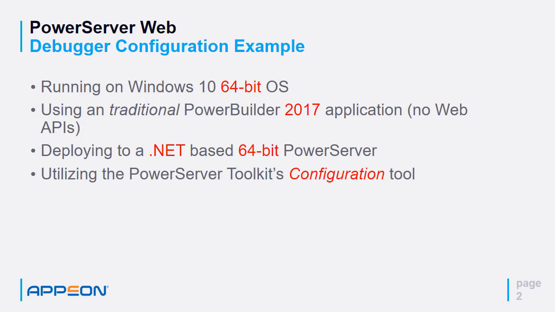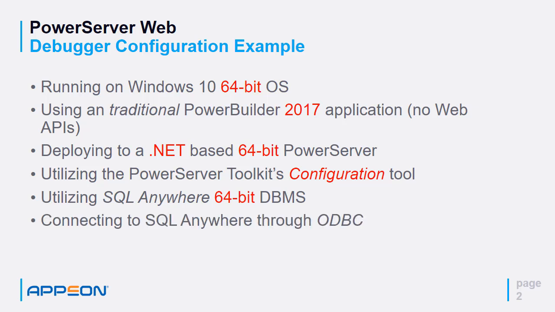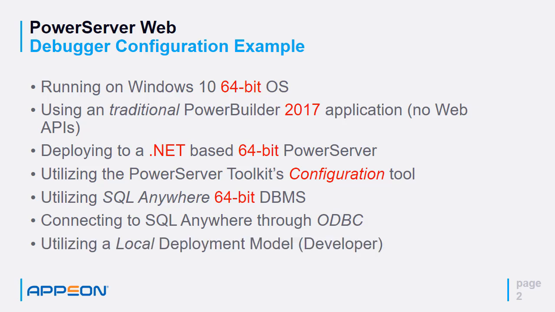We'll be utilizing a PowerServer Toolkits configuration tool. That's the toolkit installed inside the PowerBuilder IDE. We'll be utilizing a SQL Anywhere 64-bit database management system for our test data, and we'll connect to SQL Anywhere from PowerServer through the Open Database Connectivity client. And we'll be using a local deployment model. That means PowerServer, PowerBuilder, the PowerServer Toolkit, SQL Anywhere, and Internet Explorer are all running on the developer's PC.